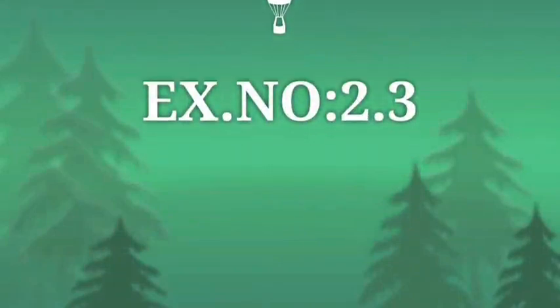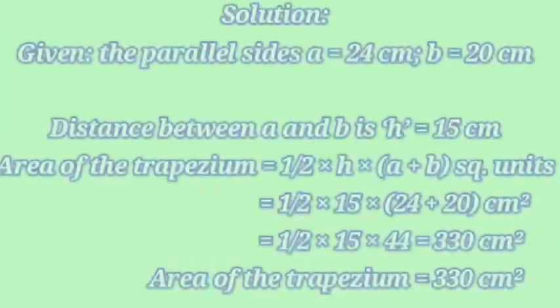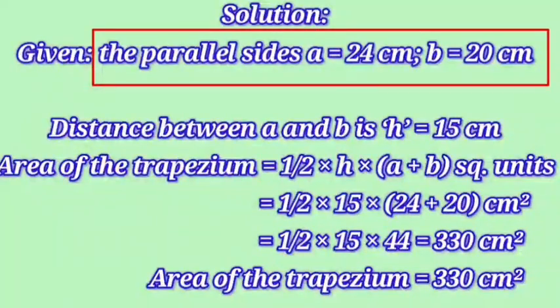Let us see the exercise number 2.3 question number 2. Find the area of a trapezium whose parallel sides are 24 cm and 20 cm and the distance between them is 15 cm. The given values of the parallel sides are A is equal to 24 cm and B is equal to 20 cm. We know that the distance between A and B is H, which is equal to 15 cm.